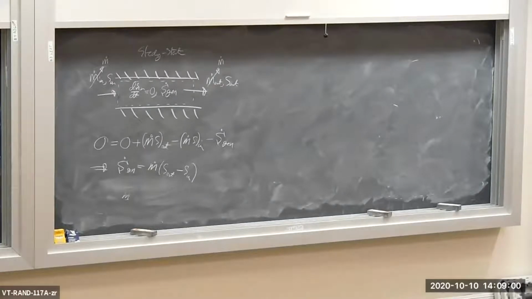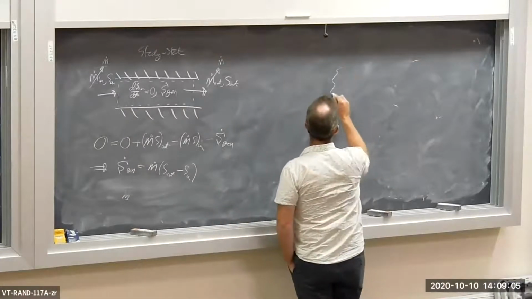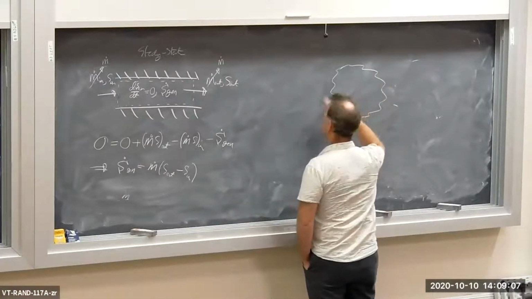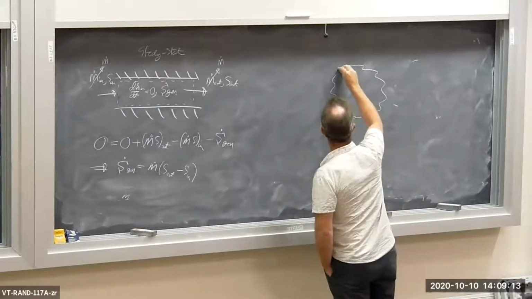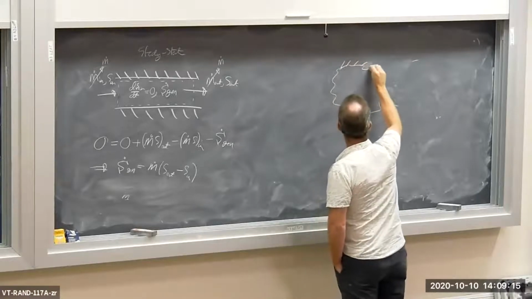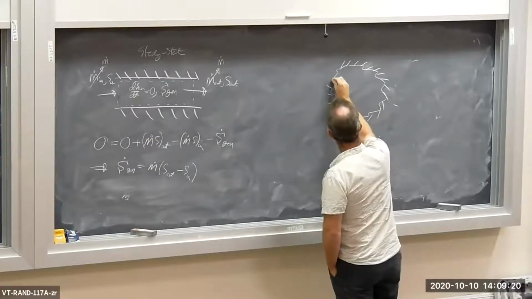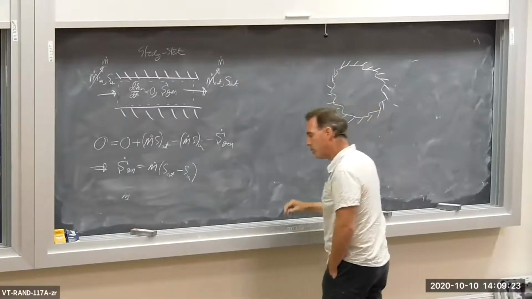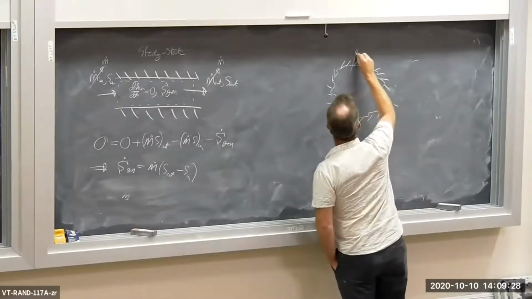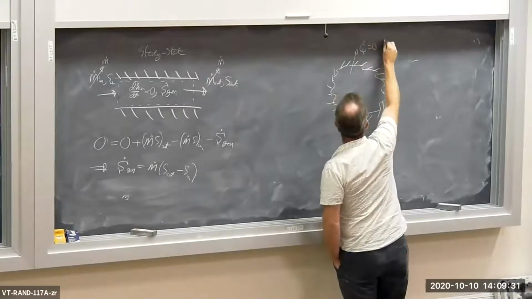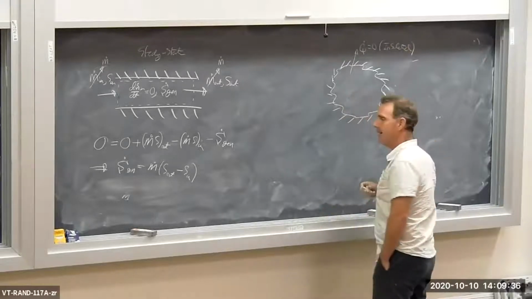Let's do another problem. Let's say we have a closed system, and this closed system is insulated. Here's my closed system. It's closed, so there's no mass interactions going on. Q dot equals 0. Insulated.